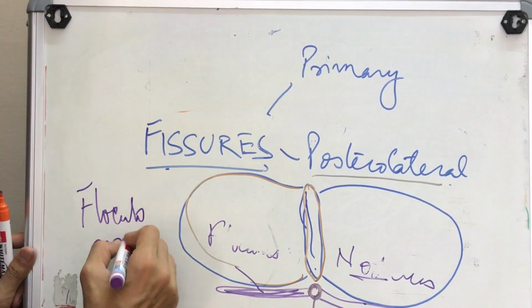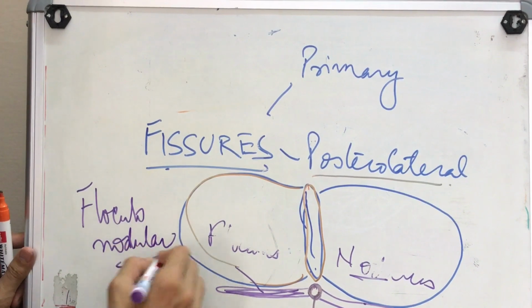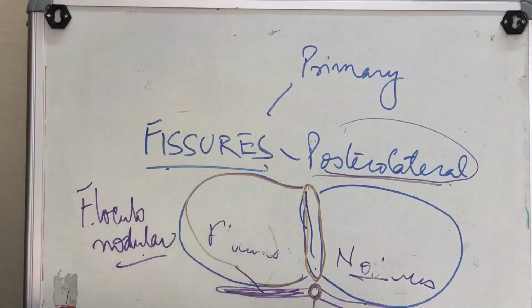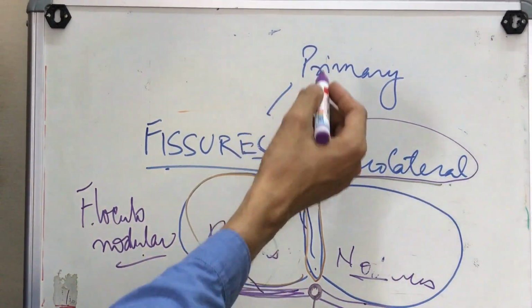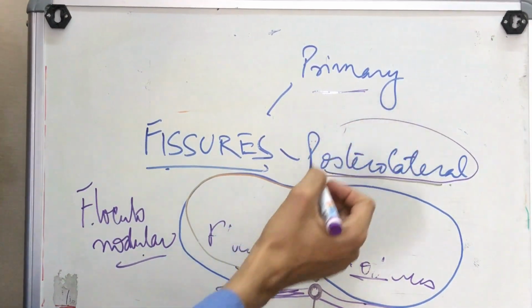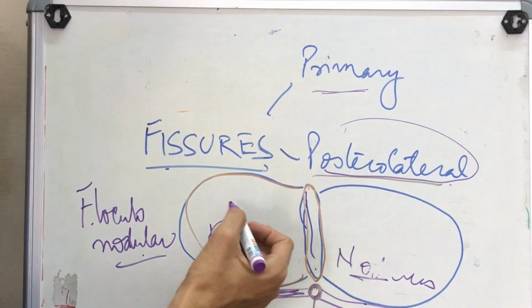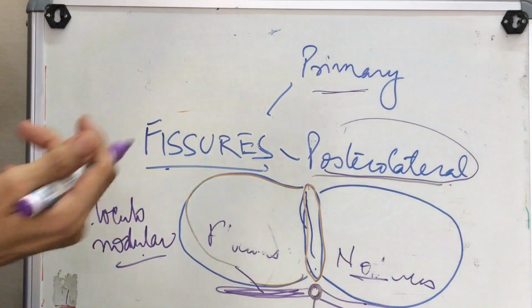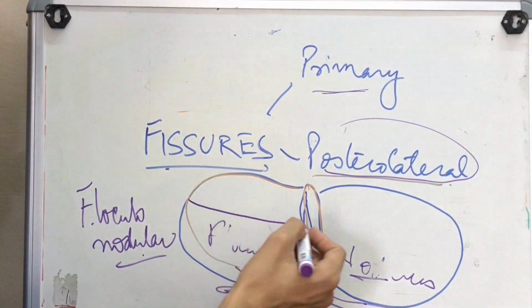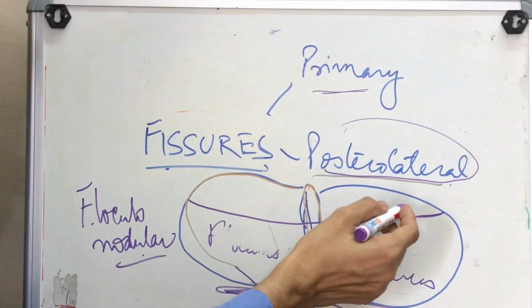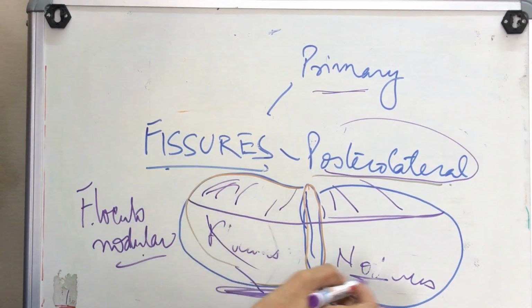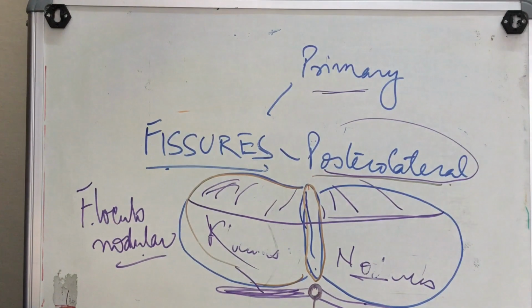Flocculonodular lobe, that is separated by the posterolateral fissure from the rest of the cerebellum. Now this primary fissure, what does it do? It divides the cerebellum into the anterior lobe and the posterior lobe. Say this primary fissure is passing through this part. So this part is the anterior lobe and the remaining part of the cerebellum is the posterior lobe.